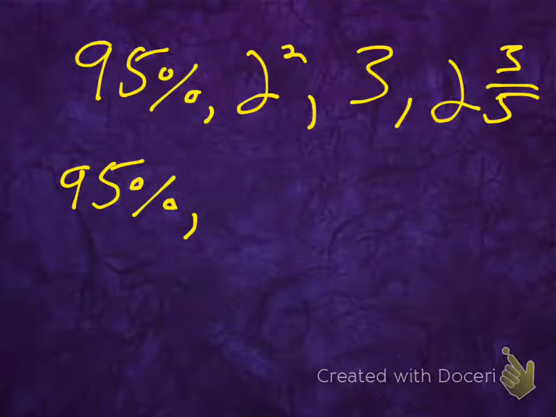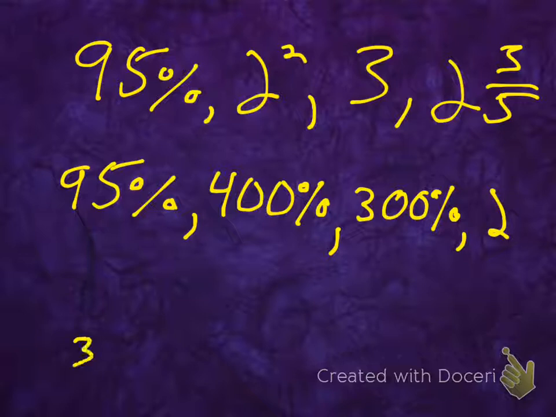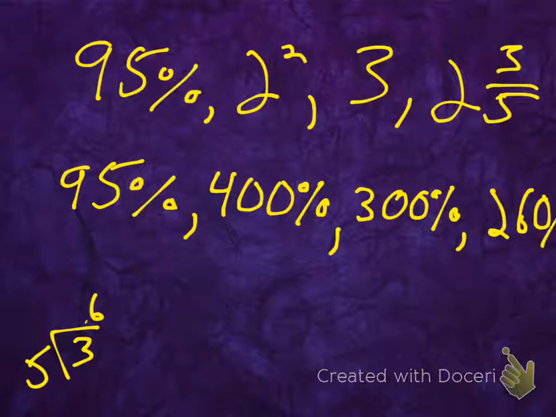Next, we have 2 squared. What does 2 squared equal? 4. And what is 4 as a percent? 400%. What is 3 as a percent? 300%. Now we've got 2 3/5. Well, that's 200, and then we say 3 divided by 5 is 0.6, so that's 260%. I kind of ran a room there.